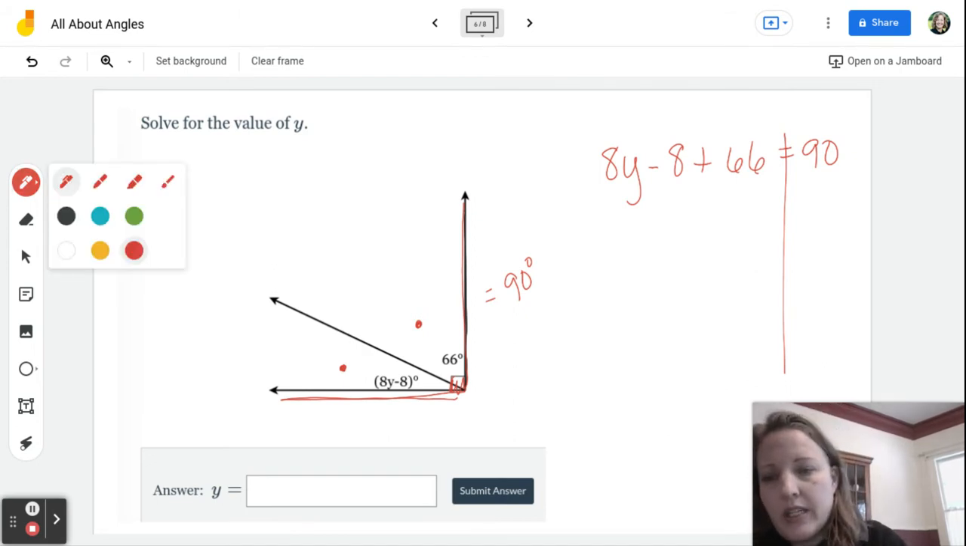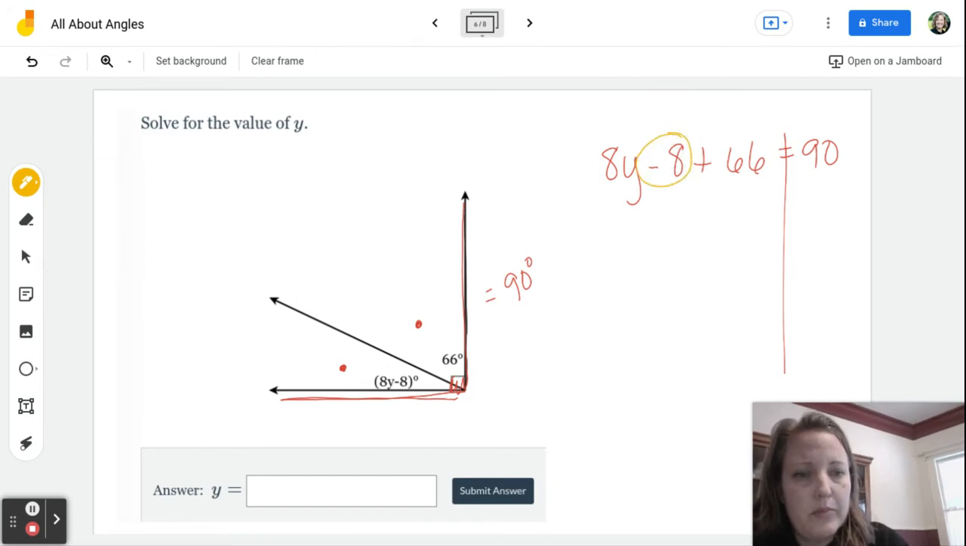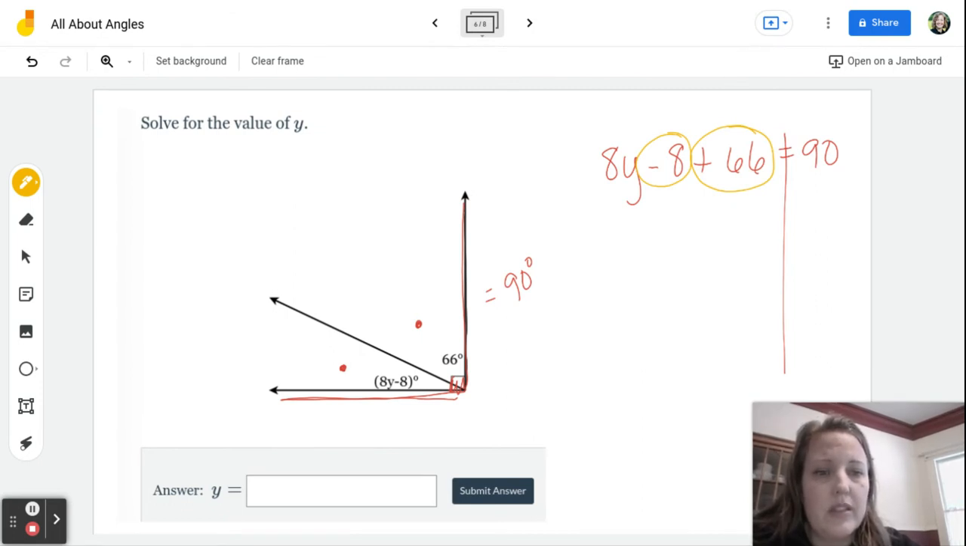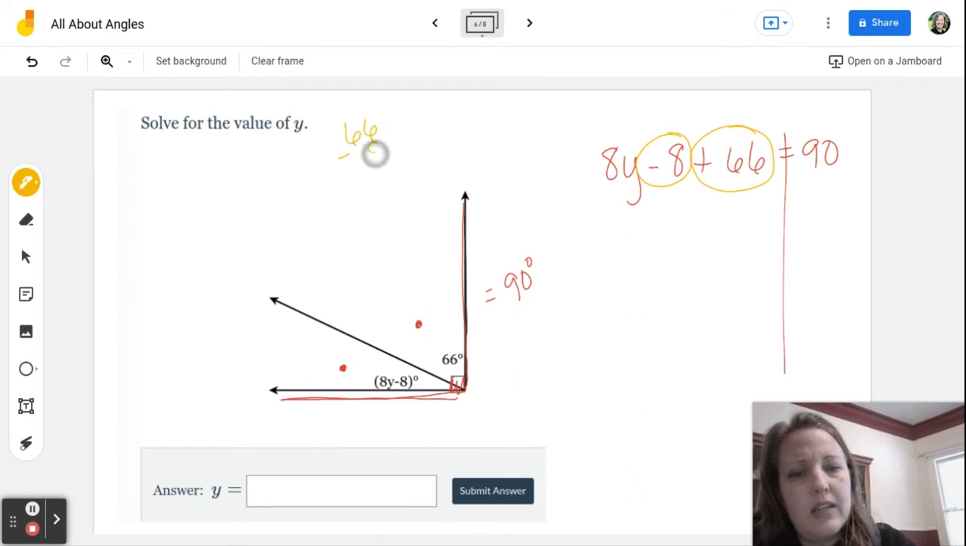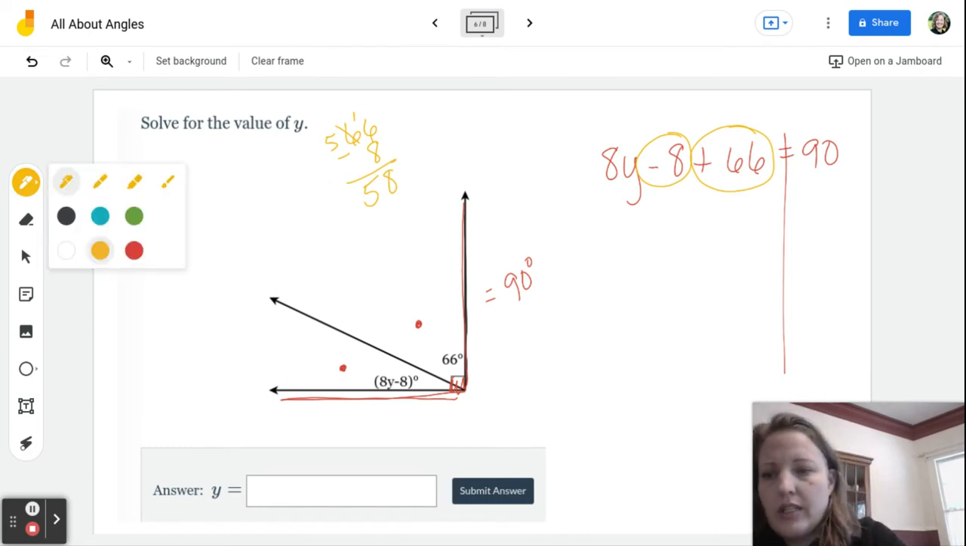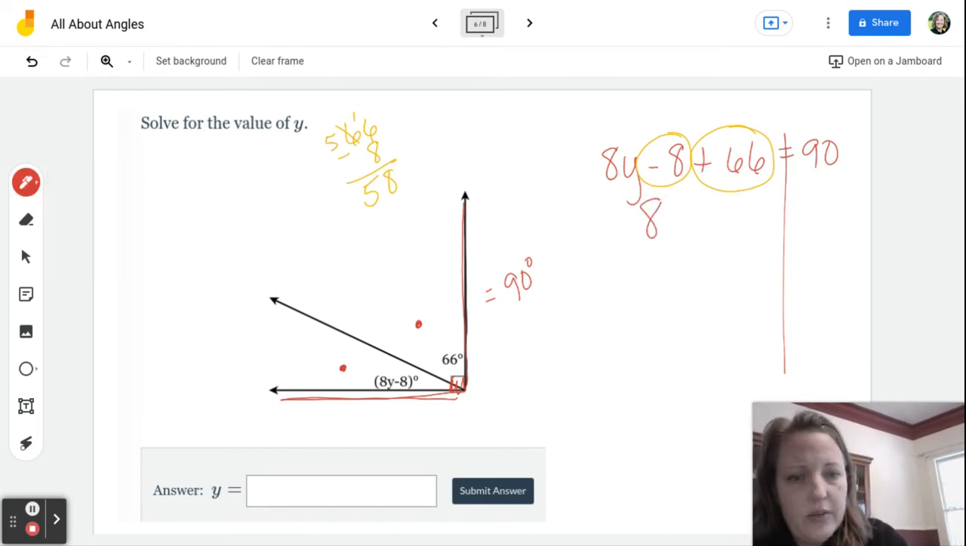Remember, when you are looking at these, first think about what can I combine? Can I simplify this expression over here? Can I combine like terms? So I have two constants. So I have negative 8 plus 66. So really that's like 66 minus 8, right? So 16 minus 8 is 8, 58. And that's a positive, right? Okay, so let's go ahead and write that as 8y plus 58 equals 90.